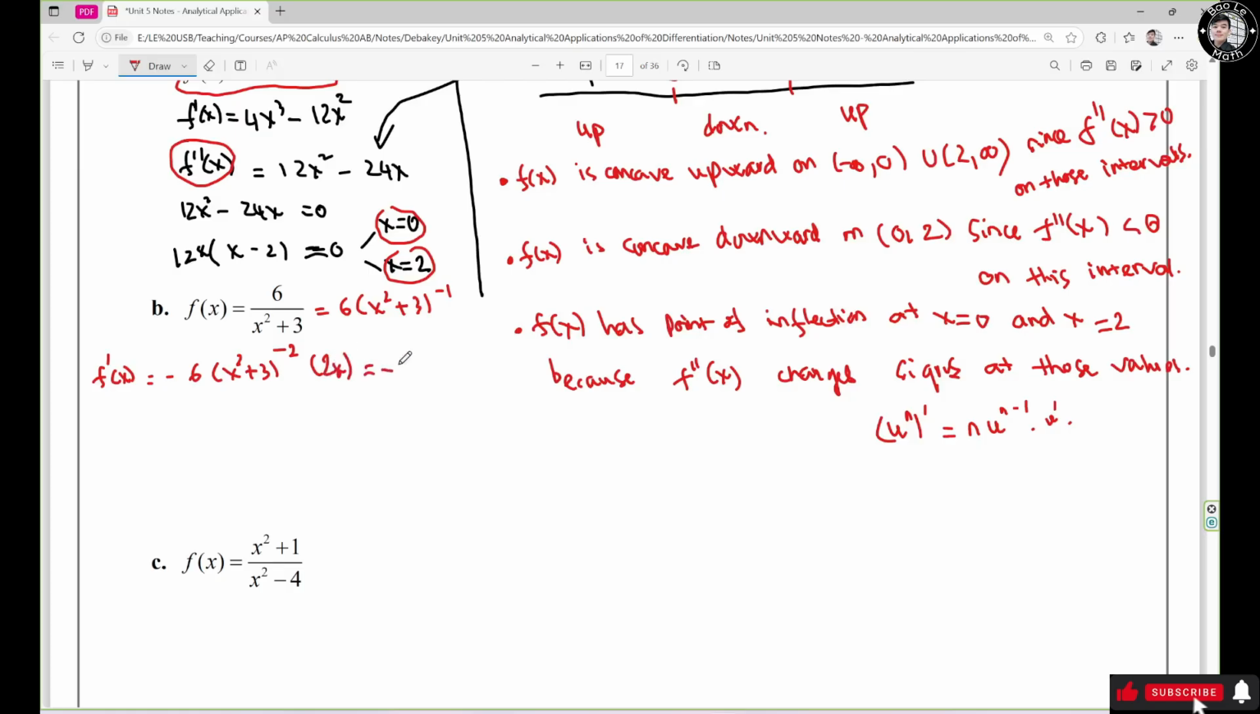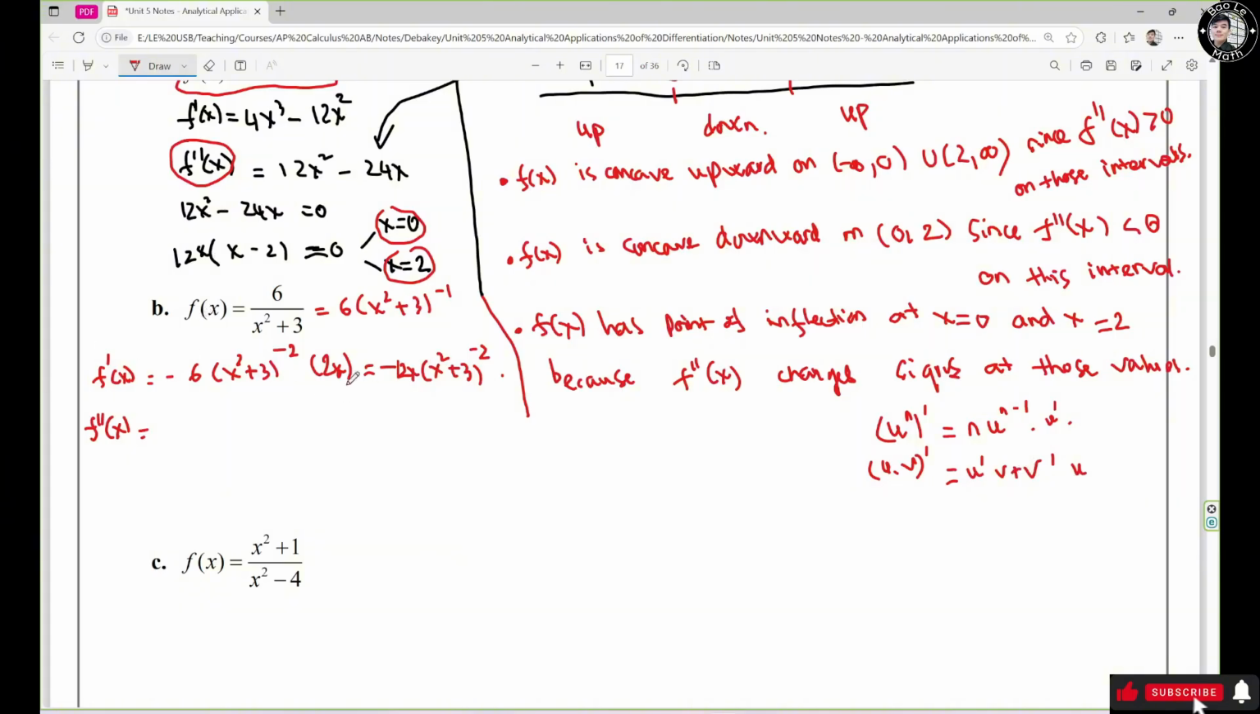And it's going to be negative 12s times (s squared plus 3) raised to the negative 2, right? You need to calculate the second derivative, so you need to use the product rule, right? So it can be u times v prime. It's going to be u prime v plus v prime u, right?